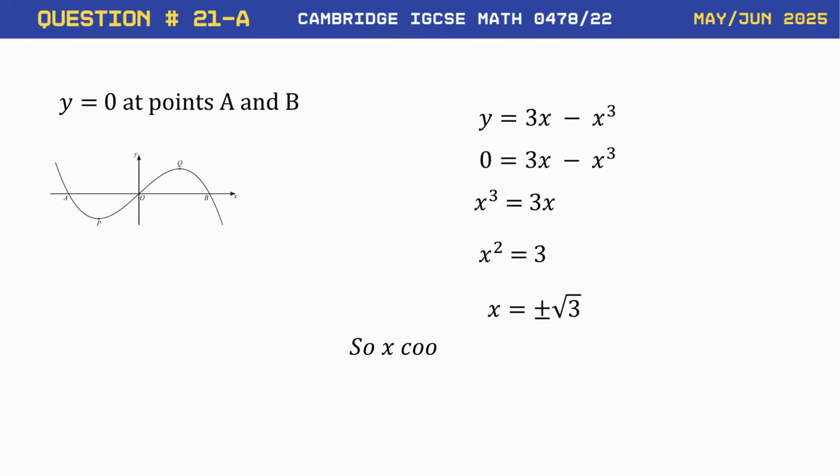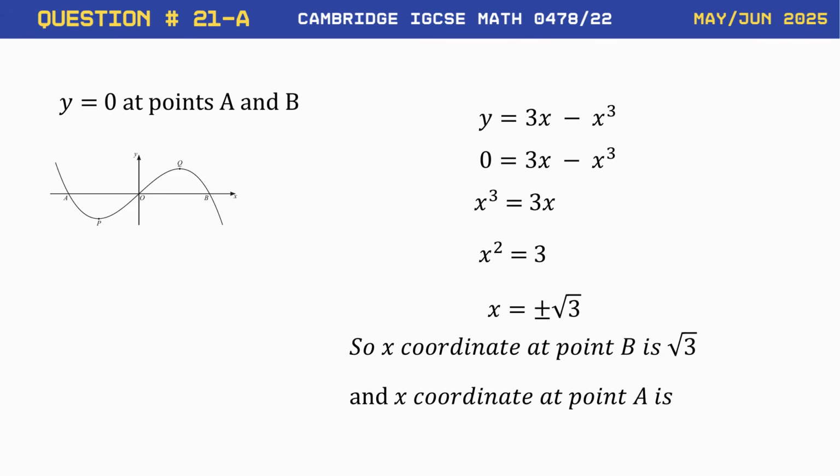Looking at our diagram, point B lies on the positive x-axis. So the value of x at point B is square root 3. Point A lies on the negative x-axis. So the value of x at point A is minus square root 3. Hence, the x-coordinate of A is minus square root 3, and the x-coordinate of B is square root 3, which are the answers.